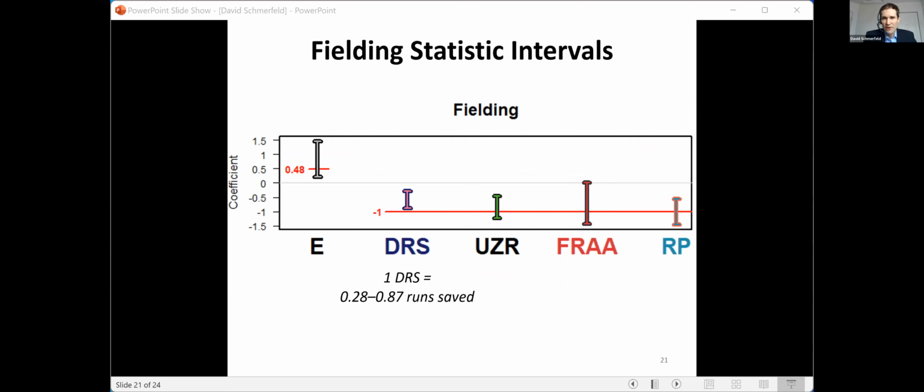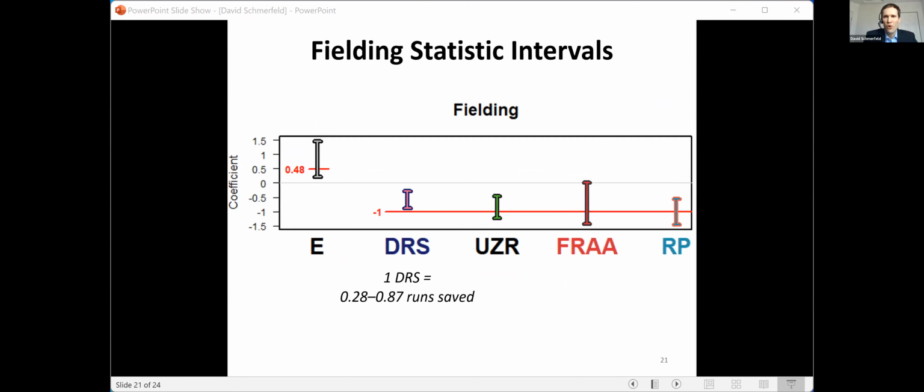Here, the errors interval encompasses the run value due to errors on the left, which is good. Okay, but now let's look at the advanced fielding statistics. All of these should encompass -1 because each is designed to represent 1 run saved. That is not the case with DRS.